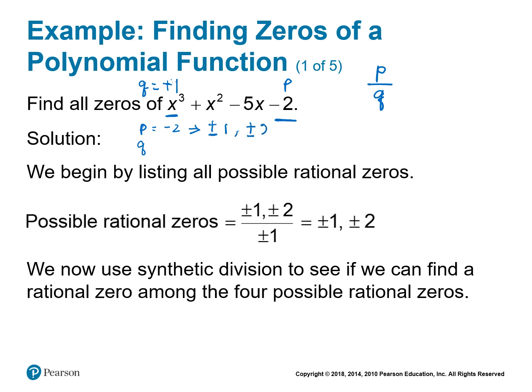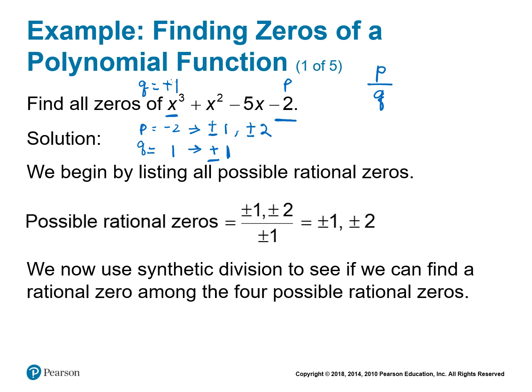So these are the 4 factors that we can get of -2: plus 1, minus 1, plus 2, and minus 2. For Q, whose value is positive 1, we will get plus minus 1, two factors.